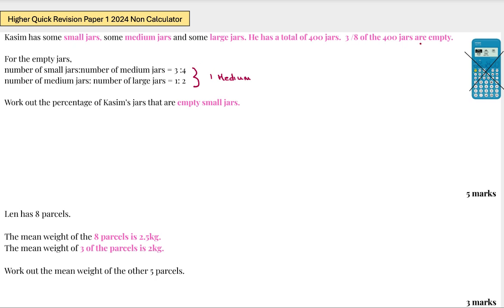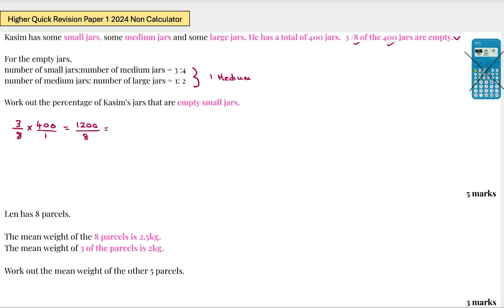So let's start with this first section here. We're going to find out how many of the 400 jars are empty, 3/8 of 400. We've got 400, so we're going to times that by 400. We haven't got a calculator, so I'm going to pop it into a fraction and put the 1 underneath like I do. 3 times 400 is 1200 all over 8.